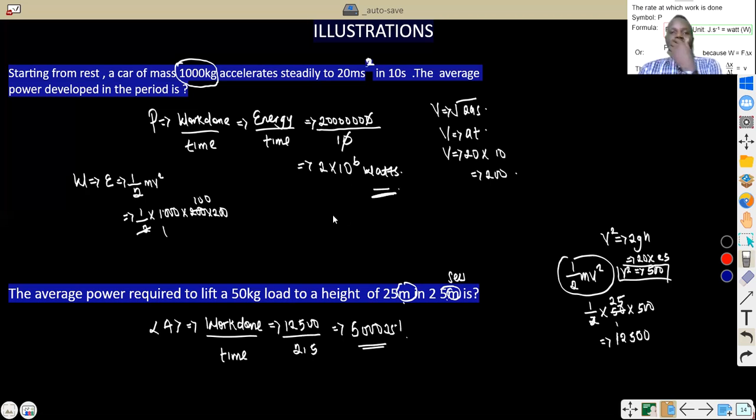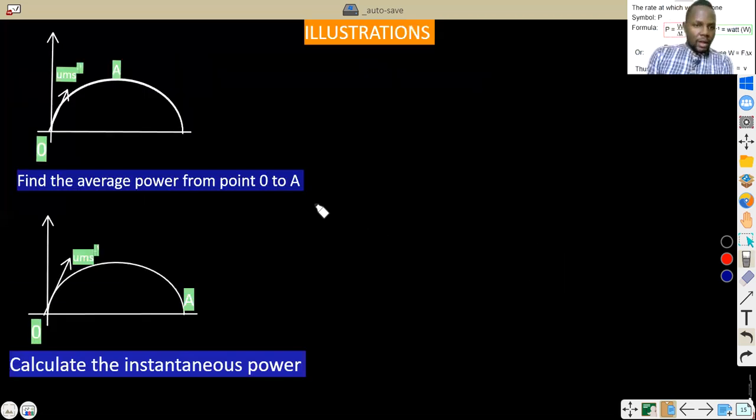So I think we still have one more slide here, which is the third question and the fourth illustration. Oh, wow. The question here is, oh, no question. I think I need to get what is here. We have to find the average power from point O, which is here, to point A. We are looking for average power. Yes, not a problem.